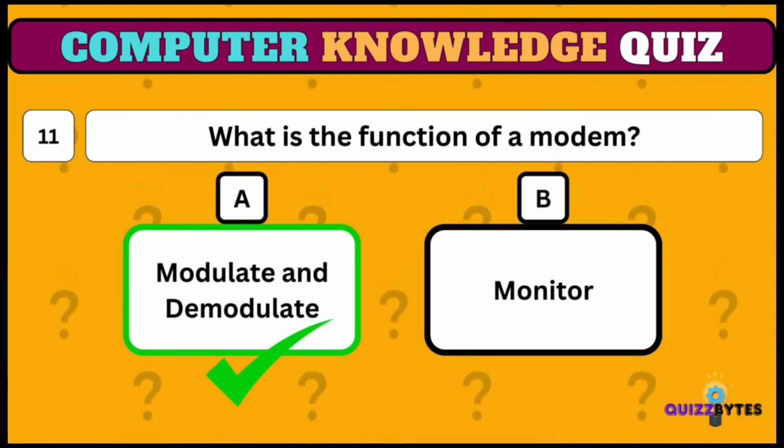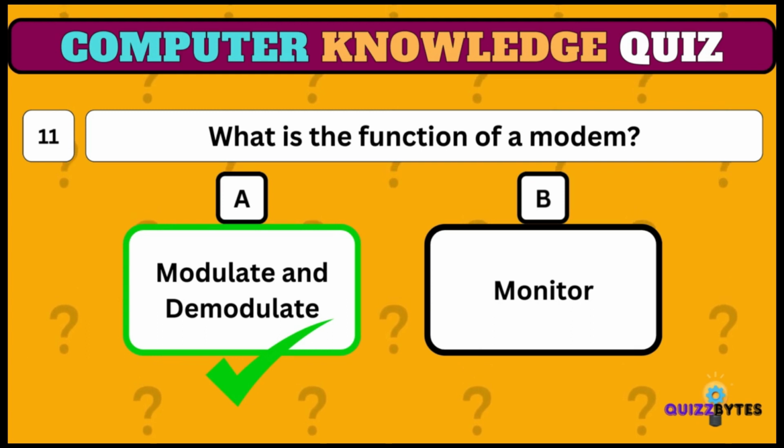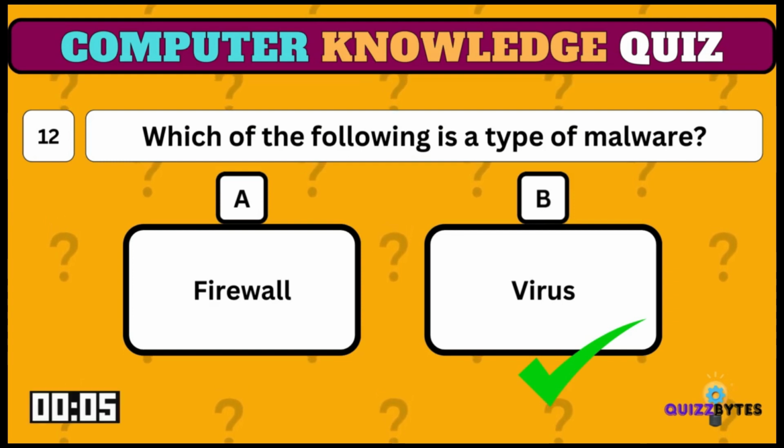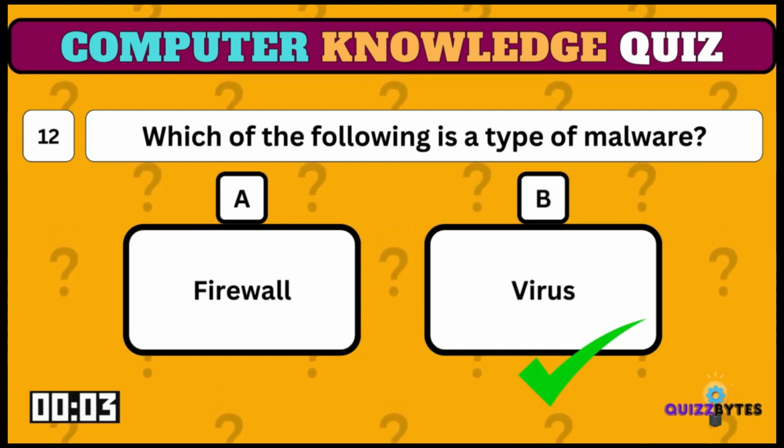Correct. A modem modulates and demodulates digital signals to enable communication between devices over the telephone or cable lines. Let's dive into question 12. Which of the following is a type of malware? A. Firewall, or B. Virus?